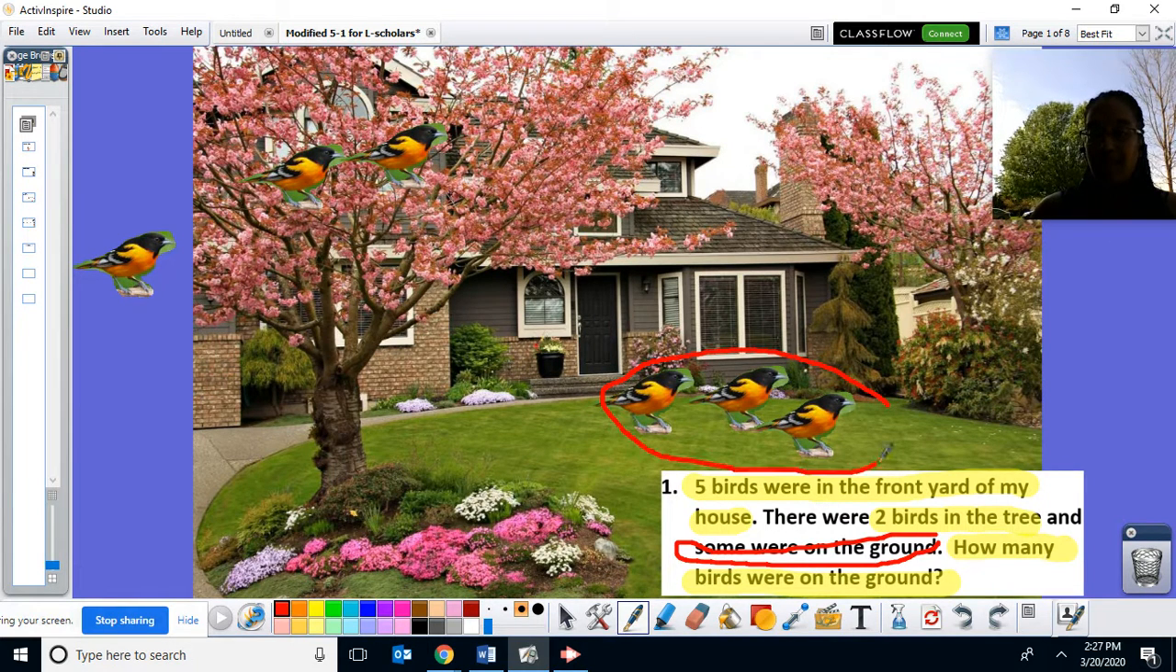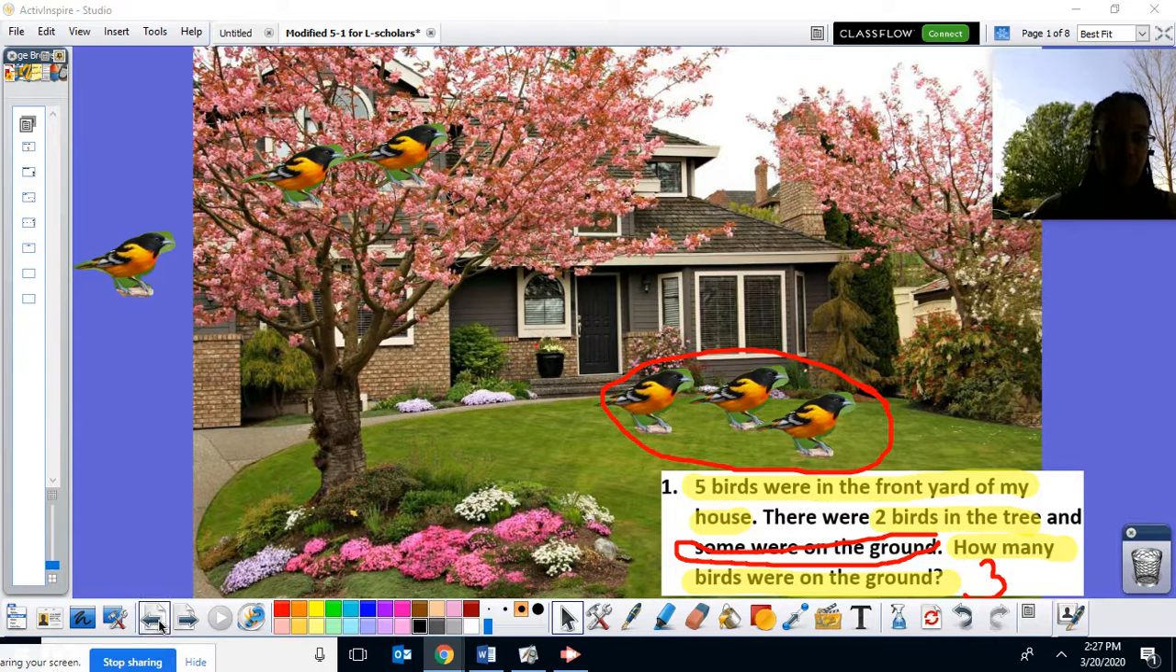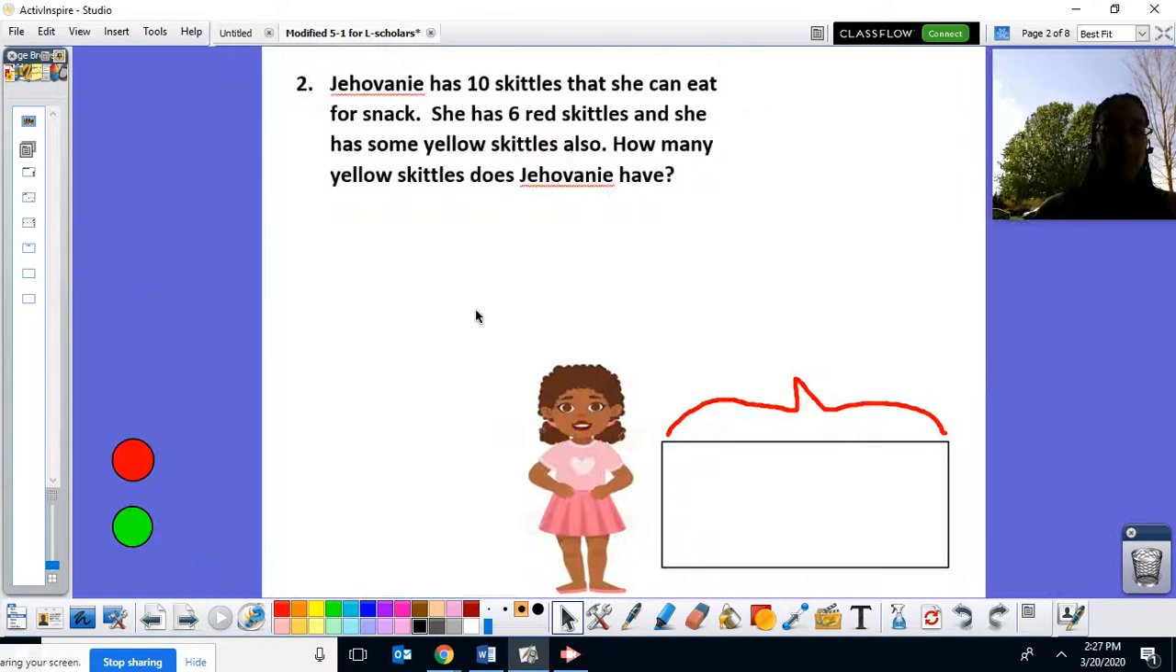And look at that. How many birds is that? You are absolutely right. There were 3 birds on the ground. So that is one way that we can figure out a few things and use one of our strategies. So let's go to our next problem.